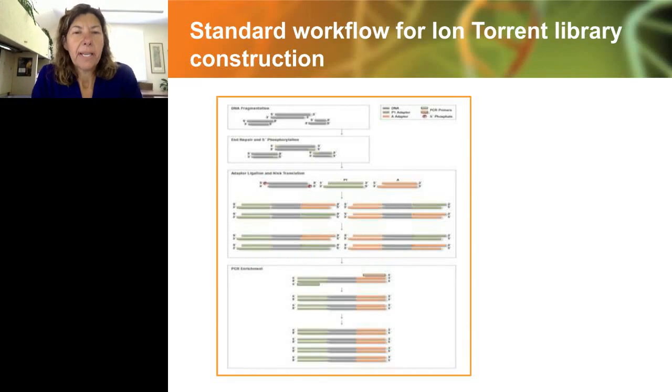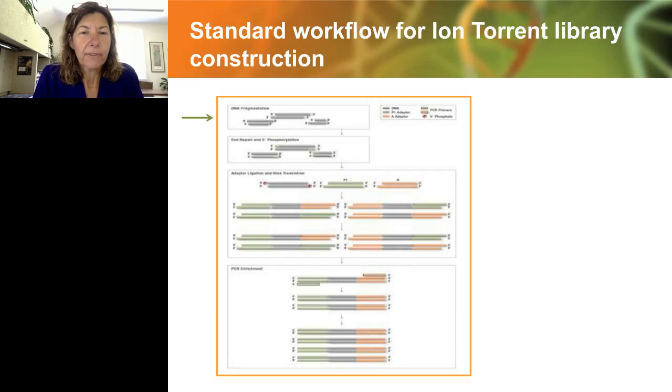So I'm going to talk a little bit about one of the kits we developed at NEB for Ion Torrent library construction. But what I'd like to do is begin with just an overview of the workflow and describe the steps involved in generating a library for Ion Torrent sequencing. So the first step involves fragmentation of the input DNA. Those fragments are then end-repaired to generate 5' phosphorylated blunt-ended molecules. Onto those molecules are ligated the P1 and A adapter.